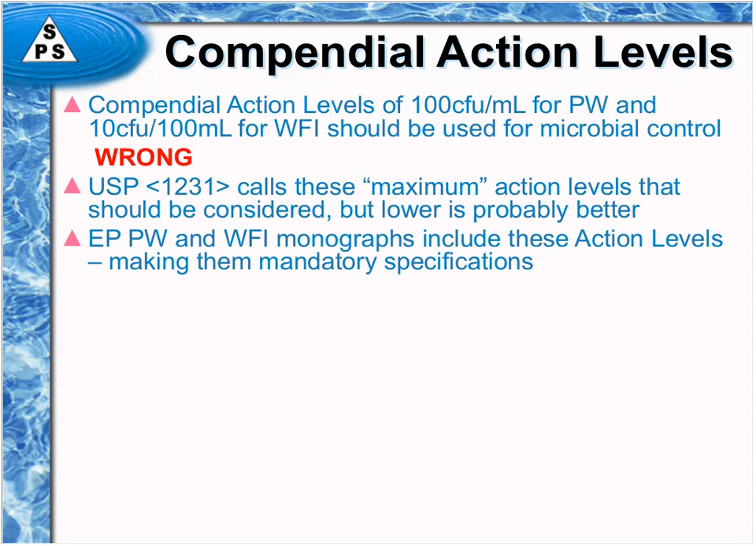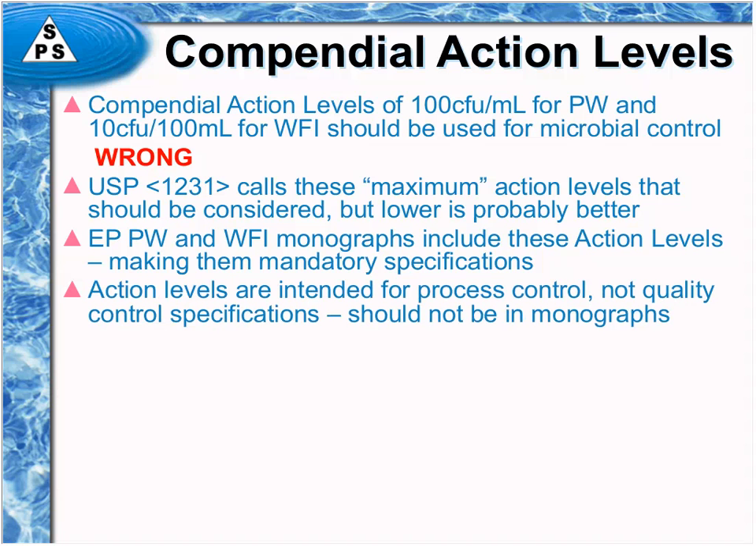If you look in the EP purified water and water for injection monographs, you're going to see that these action levels are actually in the monograph. Now, if it's in the monograph, it doesn't matter if you call them action levels. They are truly a specification. They are mandatory. They are a pass-fail number. They are not a point at which you can take action to bring things under control, otherwise everything's okay. No, everything is not okay. If you exceed these levels, you have, for all intents and purposes, failed the specification.